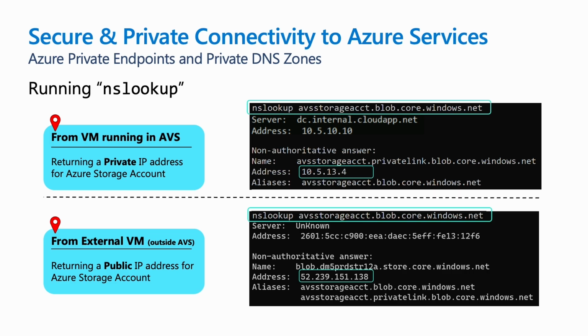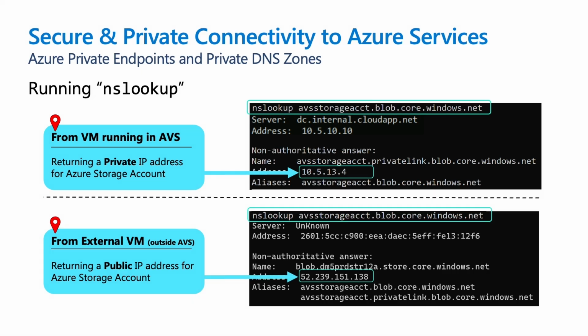So we'll start off talking about the VM running in AVS. What this is showing here is that we're returning a private IP address for the Azure storage account. When we create that private endpoint, it creates an FQDN like we were mentioning, and we'll talk about some DNS configuration. But what I'm seeing here basically is that when I do an NS lookup for that particular storage account, it's coming back with a private IP address. So I know I've got my private endpoint and I know I have my DNS configured correctly.